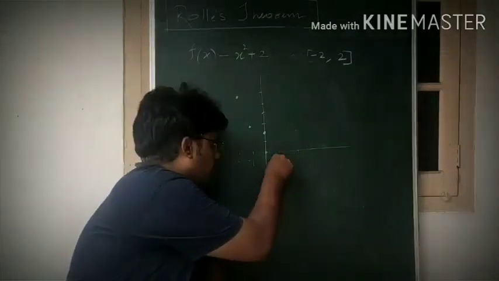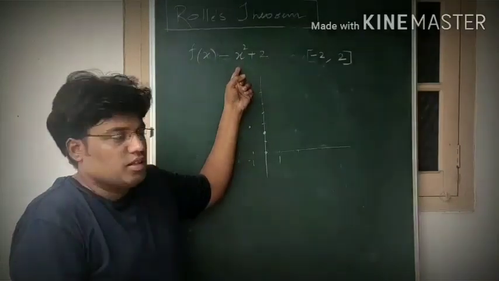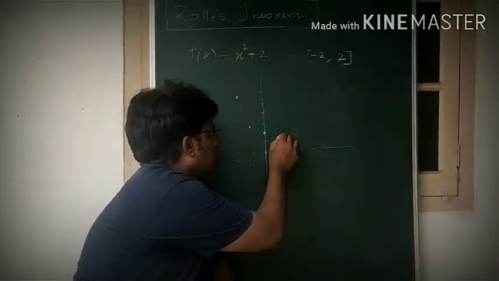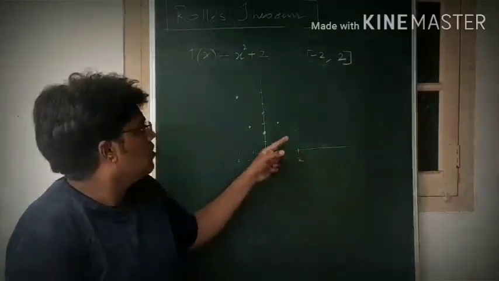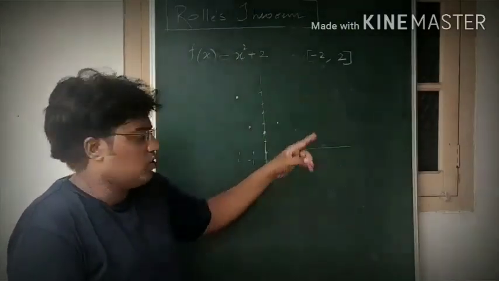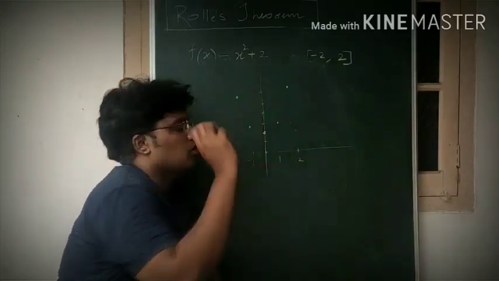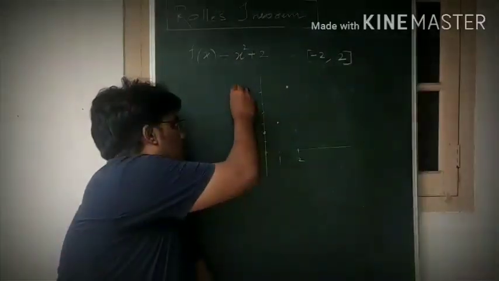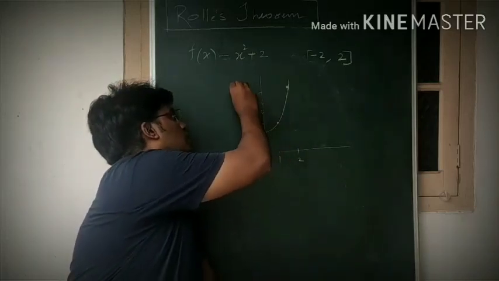Next we'll put 1. What happens when you give x value as 1? The same thing. 1 plus 2 is 3. Next you just give 2. 2 square is 4. 4 plus 2 is what? 6. Here it is a point. Join this. It has come like this, the curve.